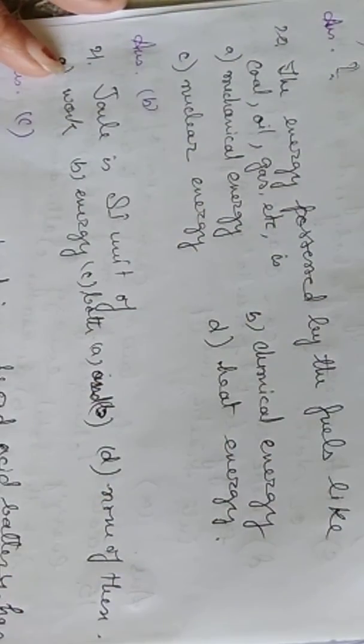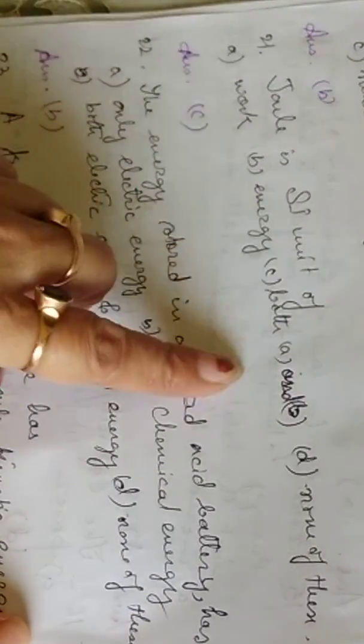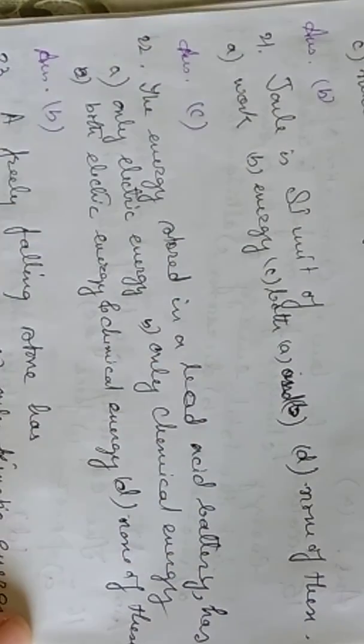The energy possessed by the fuels like coal, oil, gas, etc. is mechanical energy, chemical energy, nuclear energy or heat energy? The energy possessed by the fuels like coal, gas, oil, etc. is the chemical energy. Joule is the SI unit of work, energy, both A and B, or none of these? It's C, that is work and energy, both are the same unit as Joule.